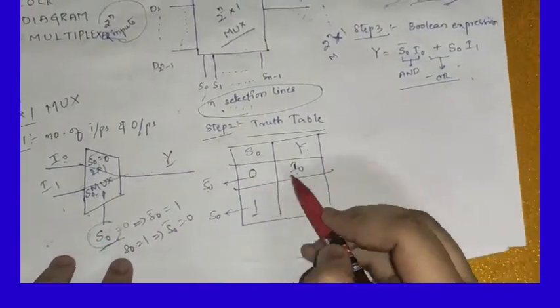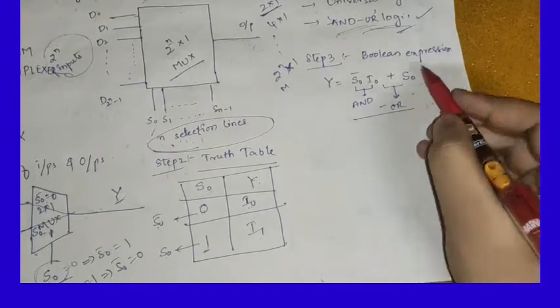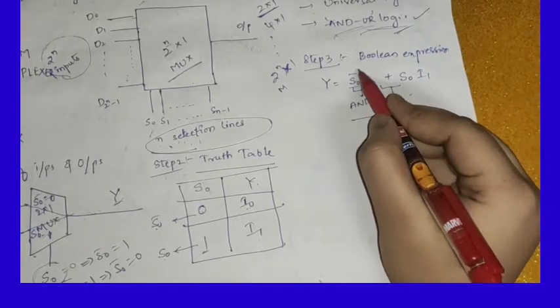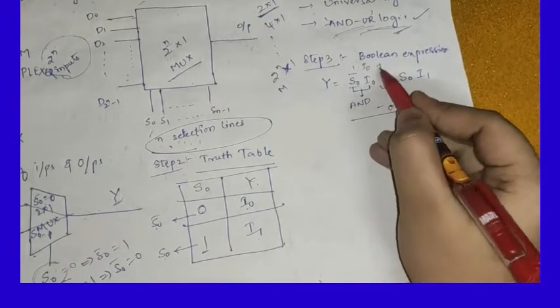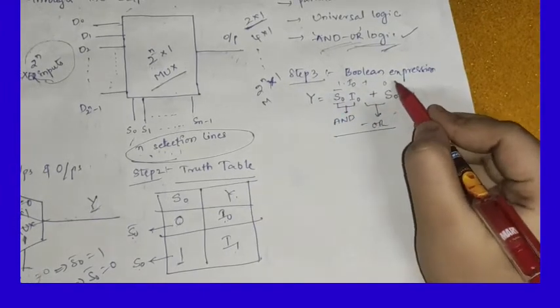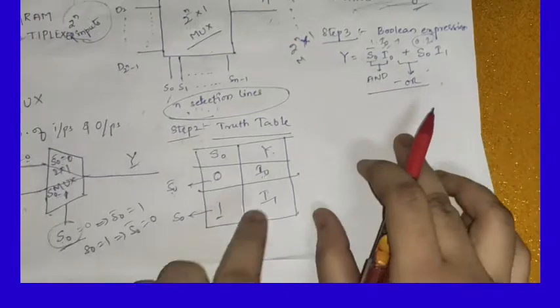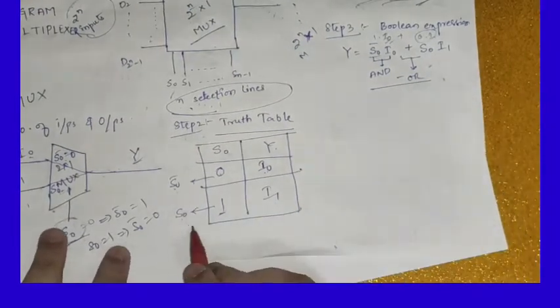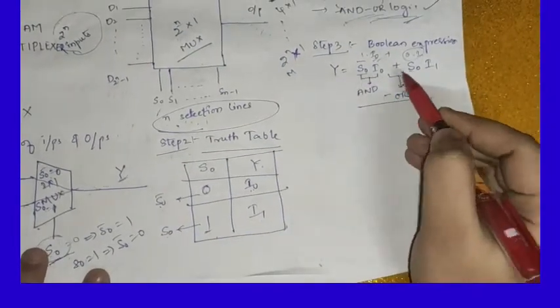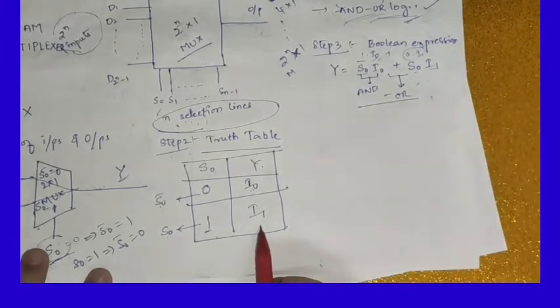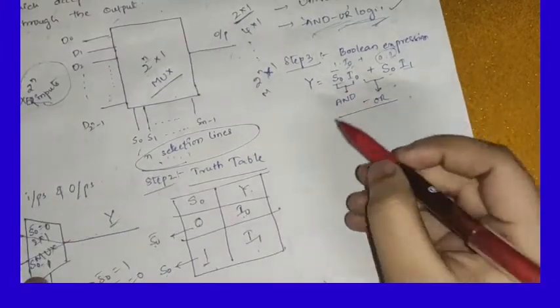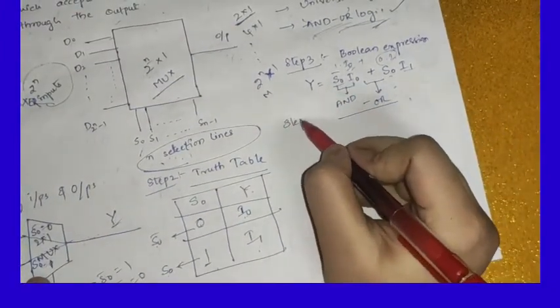If s naught is equal to 0, the output is I naught. So if s naught is equal to 0, s naught bar is 1 dot I naught plus s naught is 0 dot I1, this will be 0, and y is equal to I naught. So the output we got is I naught. If s naught is equal to 1, this will be 0 and this will be 1, and we get the output as I1. After step 3, step 4 is minimization.